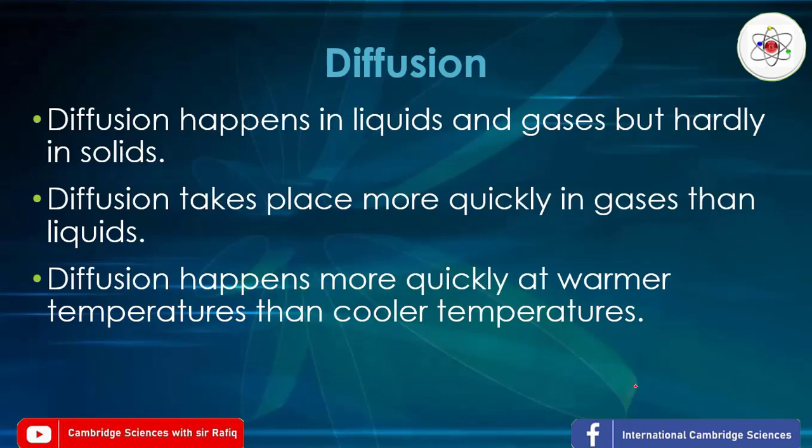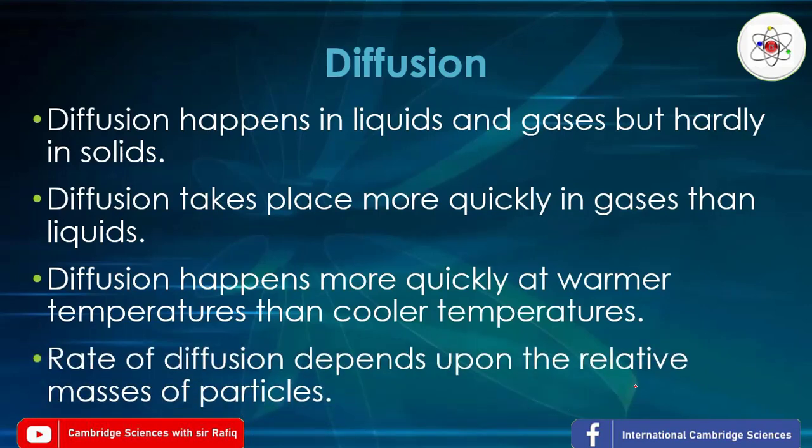Diffusion happens more quickly at warmer temperatures than cooler temperatures. So this is also a factor: at higher temperature, when we increase the temperature of a gas, the particles will diffuse or spread more quickly, right? And another factor which affects the rate of diffusion is the relative masses of the particles. The heavier the particle, the slower it will diffuse; the lighter the particle, the faster it will diffuse, right?